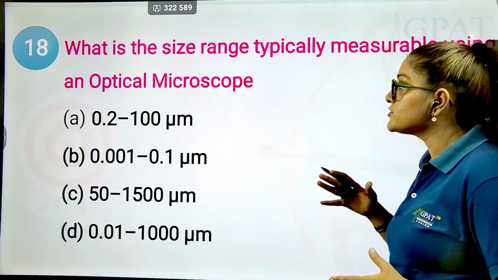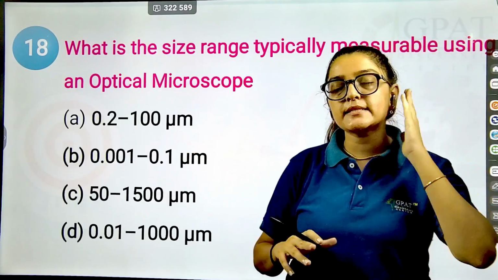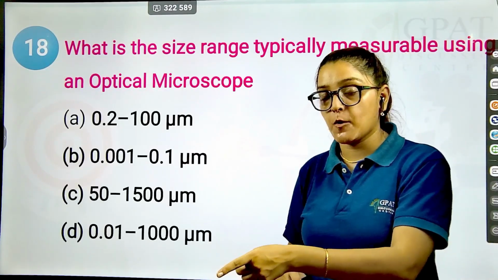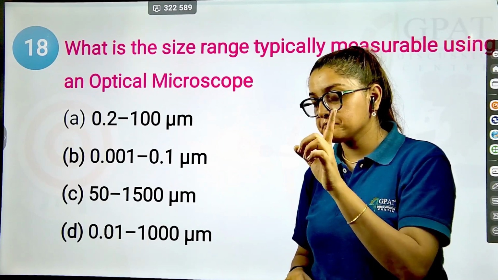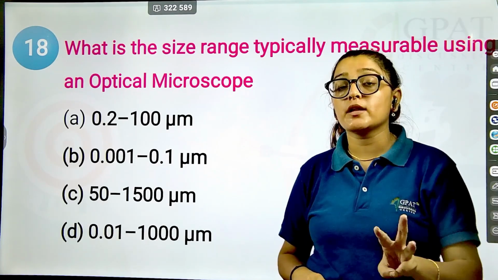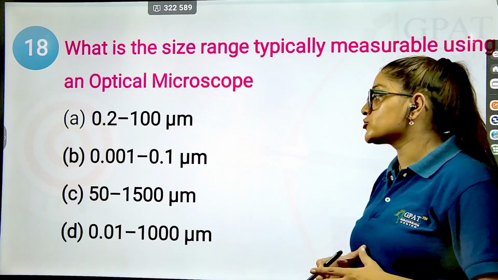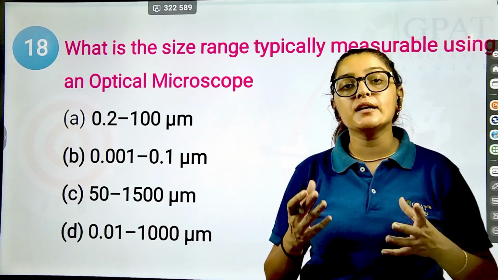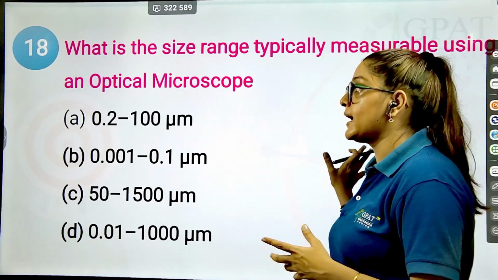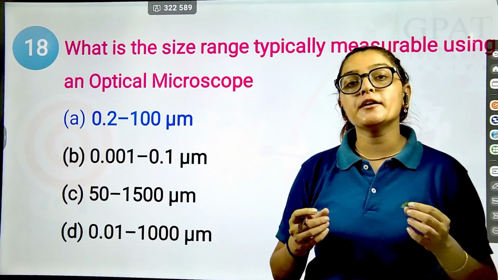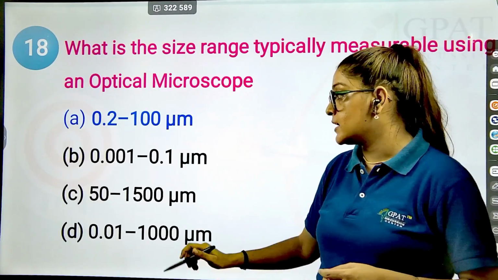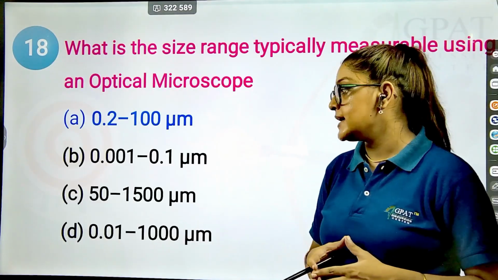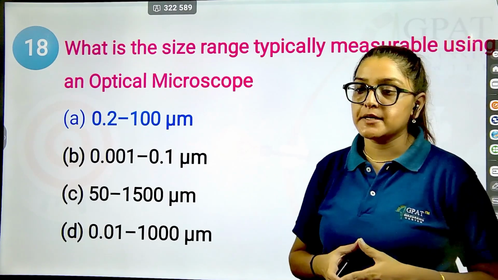Next, which is the size typically measured for the optical microscope? I always recommend going through that one table I've shown you in micromeritics, where the size ranges for optical microscopy, sedimentation, sieving and Coulter counter are all mentioned. In optical microscopy, generally particles which are large in size are clearly visible, otherwise it becomes very difficult to get a better resolution. So we have 0.2 to 100 micrometer, option A, as our right answer.